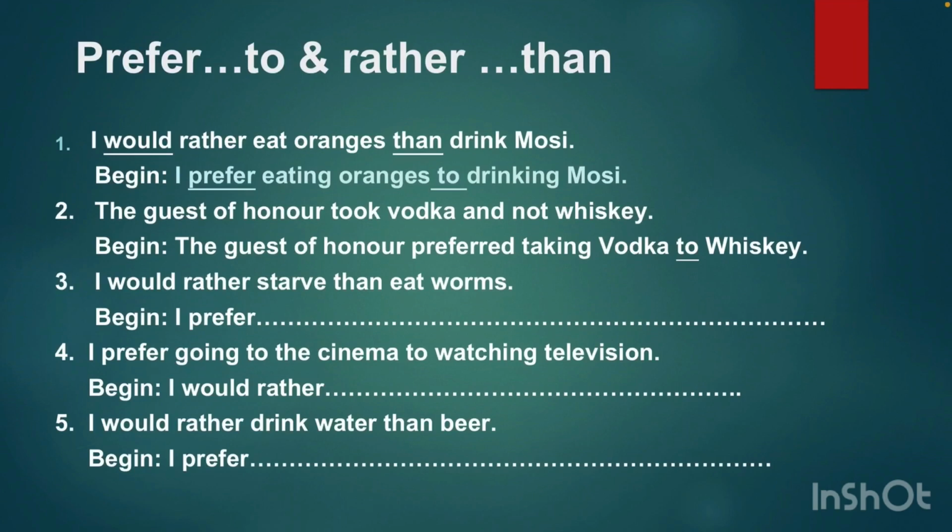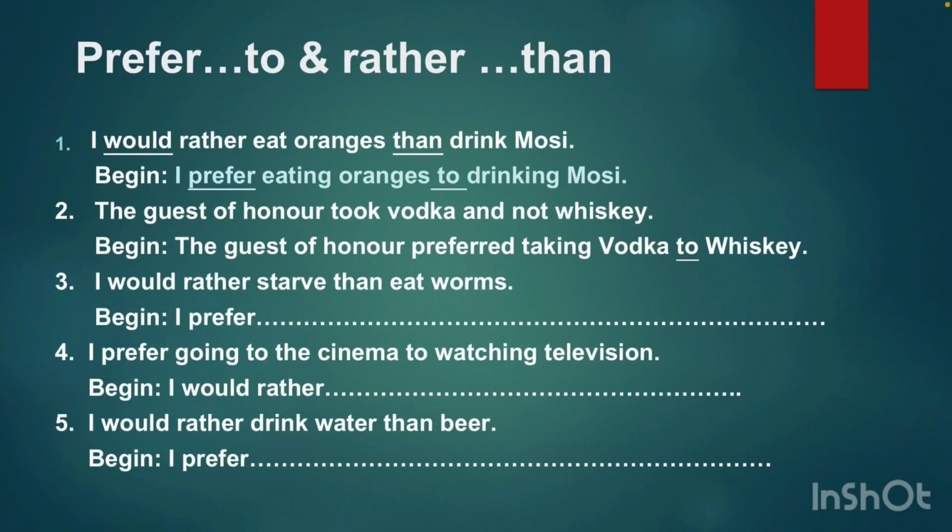I prefer eating oranges to drinking mossy. We can't say I prefer eat oranges to drink mossy. That will not make sense. So I prefer eating oranges to drinking mossy. That is if we are comparing two actions.